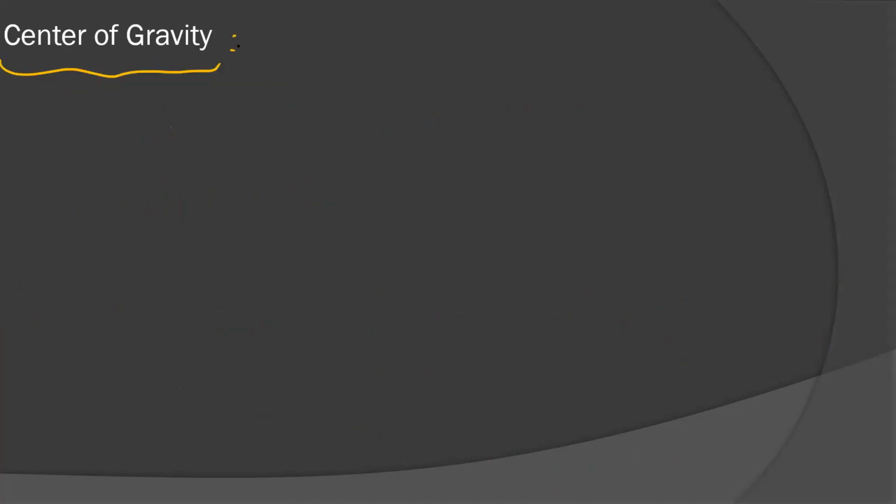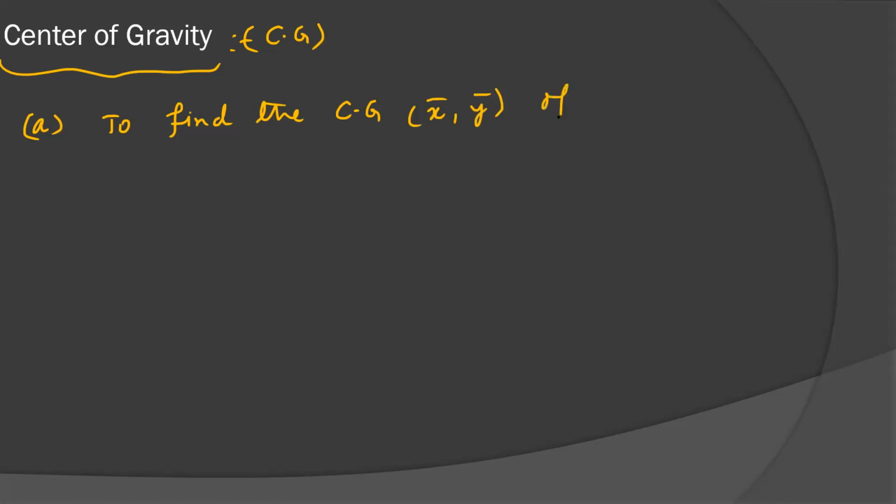Now the next article is center of gravity. We will see the problems of these two topics together. Case 1. To find the center of gravity, CG, (x bar, y bar) of a plane lamina, meaning in two dimensions, when its width or height is nothing actually, tending to 0 only.